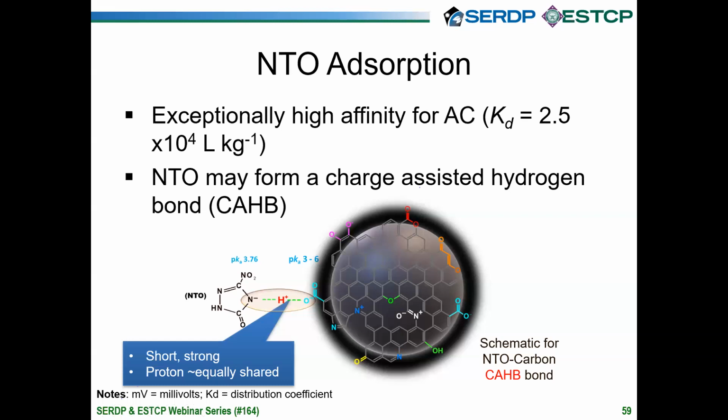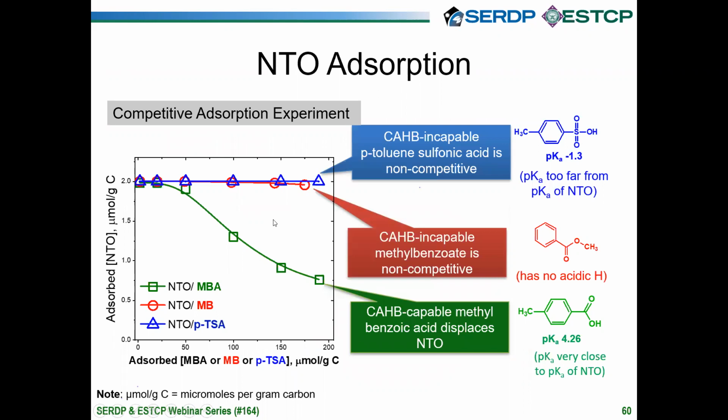So why is that? We hypothesized that NTO may form a charge-assisted hydrogen bond with PCM. Specifically, if you're looking at NTO here, it has a pKa value of 3.76, which is close to the pKa value of the carboxylic acid group on PCM. That means NTO and the carboxylic acid group can share a proton equally, forming a very short but very strong charge-assisted hydrogen bond. To test our hypothesis, we conducted competitive adsorption experiments using 3 different adsorbates.